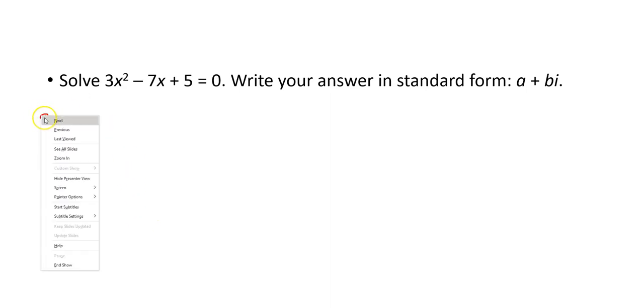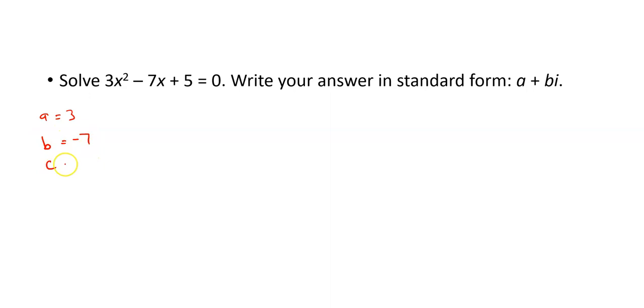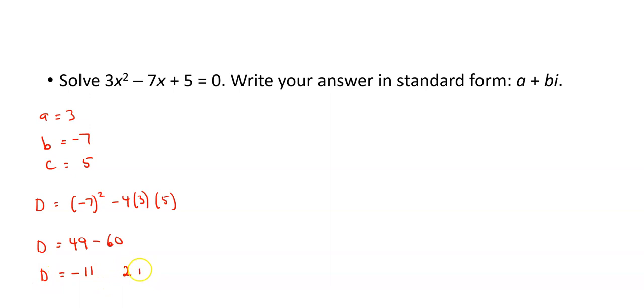My a value is 3. My b value is negative 7. My c value is 5. So the discriminant is b squared minus 4 times a times c. Negative 7 squared is 49. 4 times 3 is 12 times 5 is 60. Okay, so like we suspected, we were going to get a negative number for that discriminant, which means we're going to get two non-real answers.